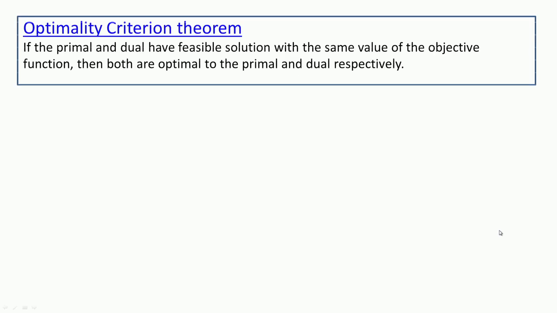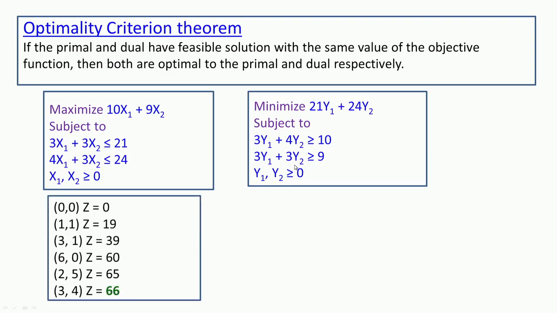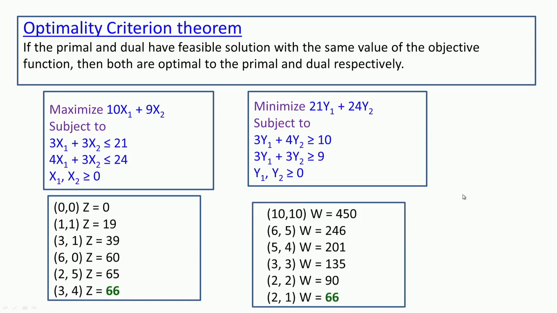Then we looked at the optimality criterion theorem, and for the first time we tried to relate the optimal solutions of both of them. It said that if we are able to find a feasible solution to the primal and another feasible solution to the dual, and if it so happens that the objective function values are equal, then they are optimum to the primal and dual respectively.